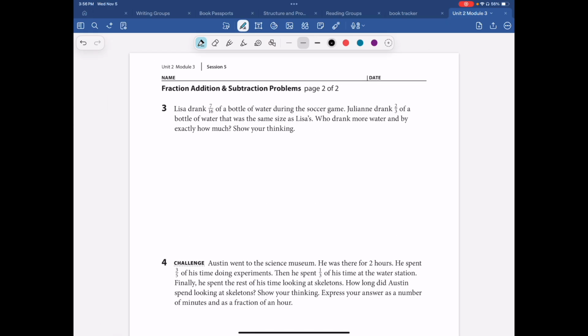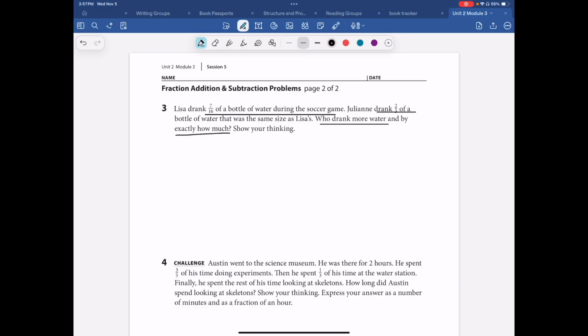All right, problem number 3. Lisa drank 7/16 of a bottle of water during the soccer game. Julianne drank 2/3 of a bottle of water that was the same size as Lisa's. We are asking who drank more and by how much. Show your thinking. So if we're trying to find the difference between 2 people and how much they drank, think about what operation it might be: adding, subtracting, multiplying, or dividing. Think really quick. Okay, if we're finding the difference, that means we are subtracting.